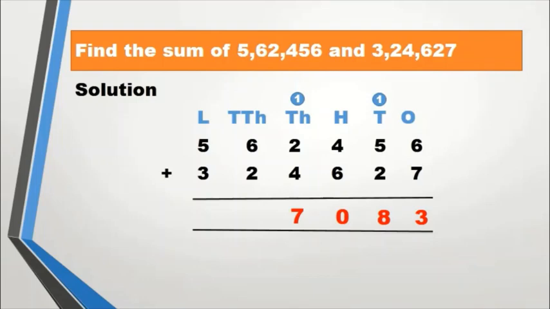Now add the digits in the 10,000s place. Digits in the 10,000s place are 6 and 2. 6 plus 2 is 8. And add the digits in the lakh place. And what are the digits here, children? 5 and 3. 5 plus 3 is 8. And what is the answer, children? It is 8,87,083.